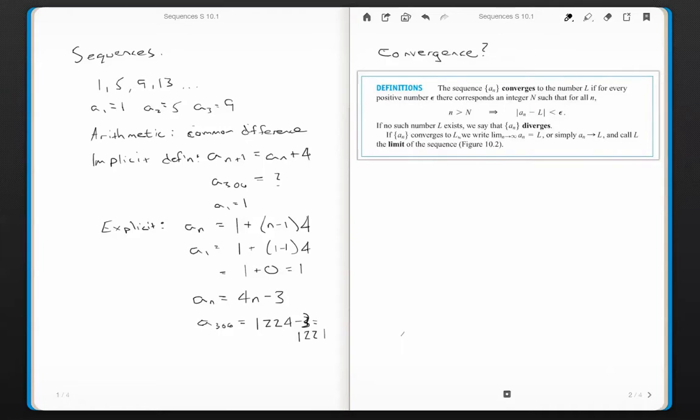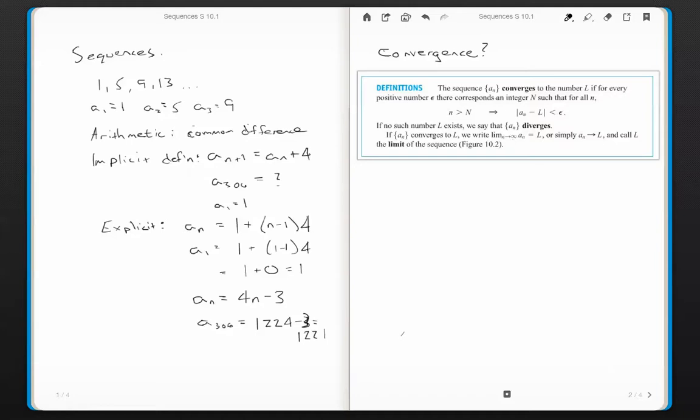Definition: a sequence a sub n converges to the number L if for every positive number epsilon there corresponds an integer big N such that for little n greater than big N, some stuff here implies that a sub n minus L is less than epsilon. If no such number... I mean, this is painful to read. I'm not even going to read the rest of it.